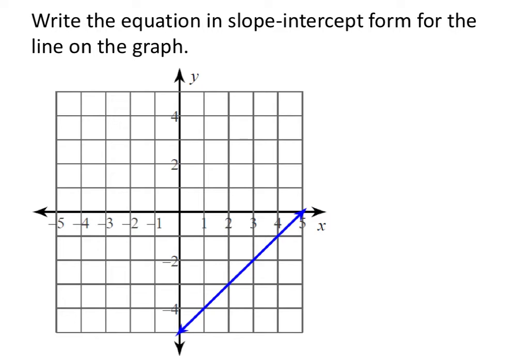All right, let's do this one. Write the equation in slope-intercept form for this line on the graph. No problem, man, no problem. So let's set up the equation. Y equals mx plus b. M is the coefficient of x, that's the slope, and b is the y-intercept.